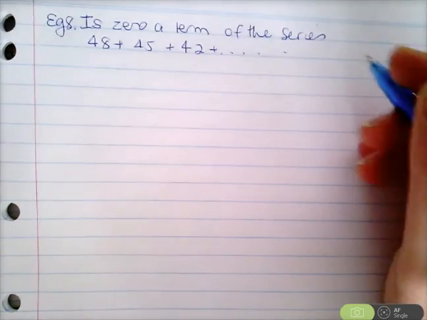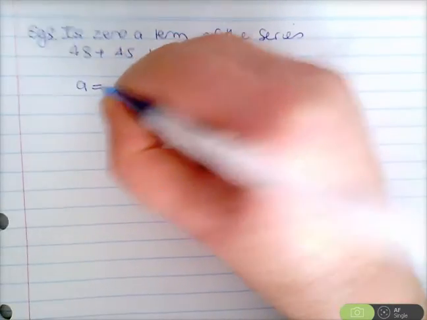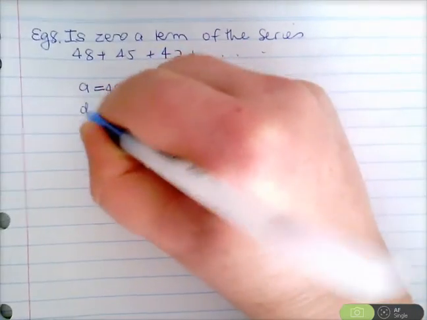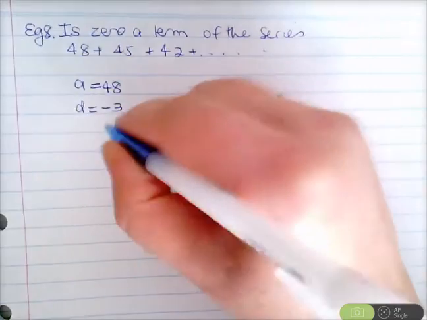Okay, another example here is 0, a term of this series. Now with this series, a is 48, and d, the common difference, well, it's going down, so going down by 3, the common difference is negative 3.